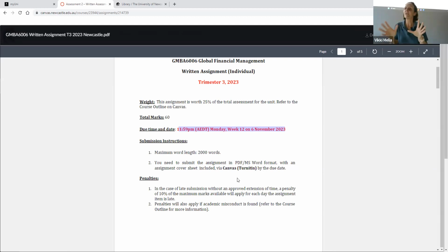And I just think it's really good when you're doing academic writing to make sure that you can get a draft ready and submit it a bit earlier than the due date so that you can have a look at that Turnitin report and see if you need to make any improvements to the document.